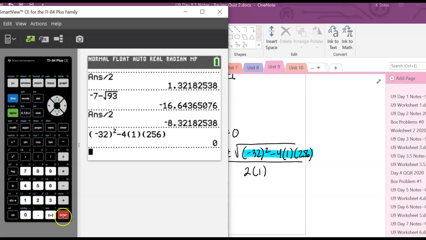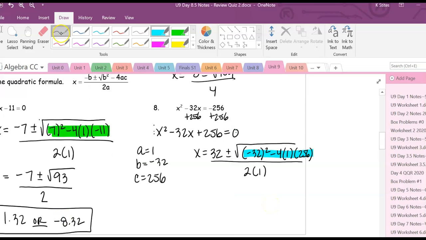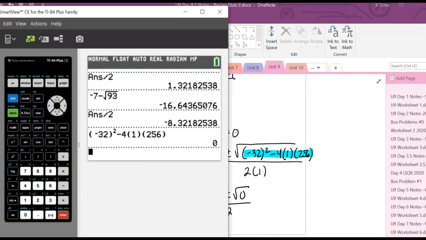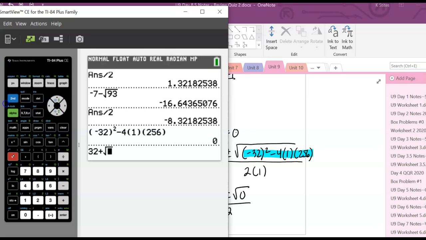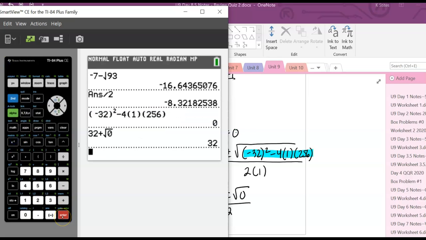All right, that looks good. And we get a 0. Now remember, anytime you get a square root of 0, what this means is you're only going to have one solution. If you still want to type it in twice, you can, but you're going to get the same thing both times. I'll do my 2 times 1 is 2 there. So look, I'll show you: 32 plus square root 0, enter, divide by 2.